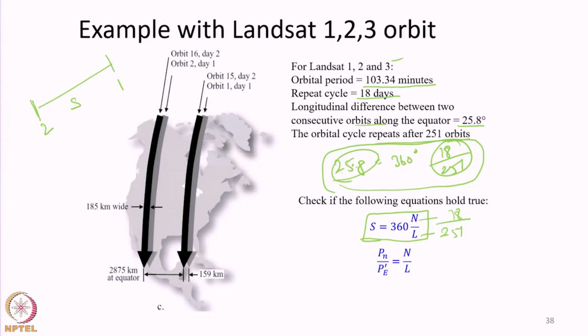Say this is how it is. This is orbit 1 day 1, orbit 2 day 1, distance is 2800 kilometers at the equator. So, orbit 1 on day 2, that is labeled here as orbit 15, is shifted by 159 kilometers, where the swath width will be around 180 kilometers. So, this suggests there is some amount of overlap, around 26 kilometers, between the 2 orbits. So, that small portion in between will be covered on both the days. This is to further ensure every part on the globe is covered continuously.